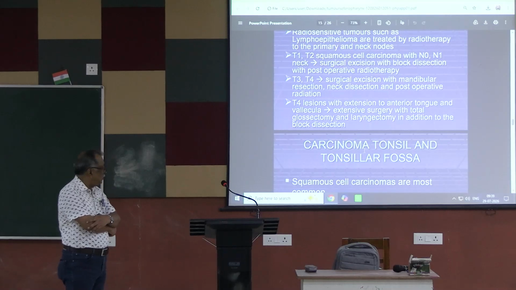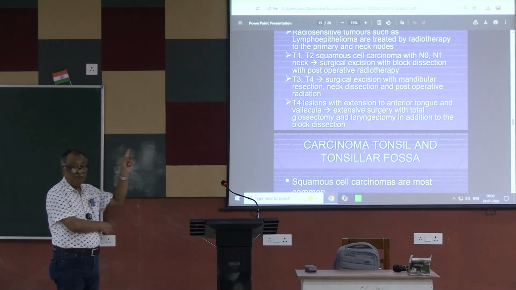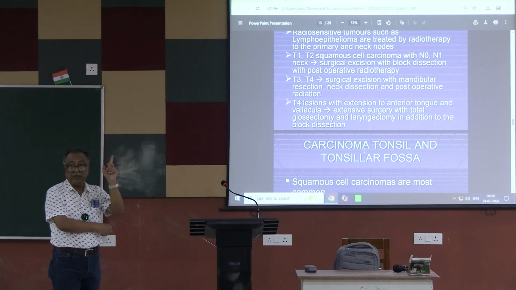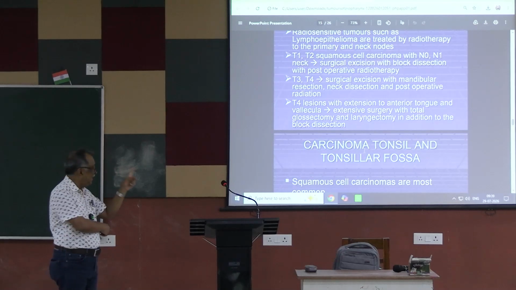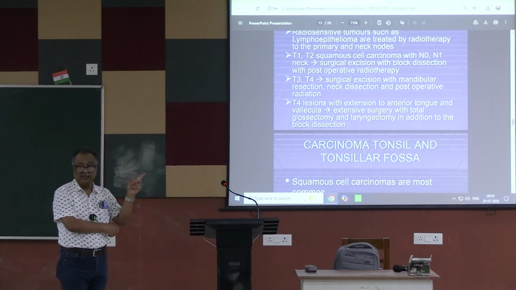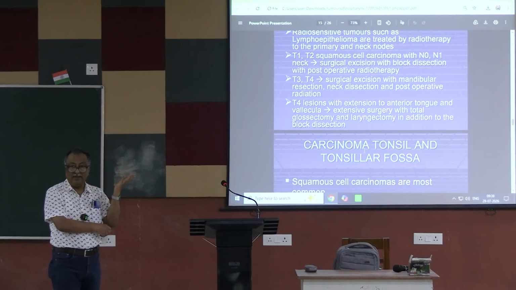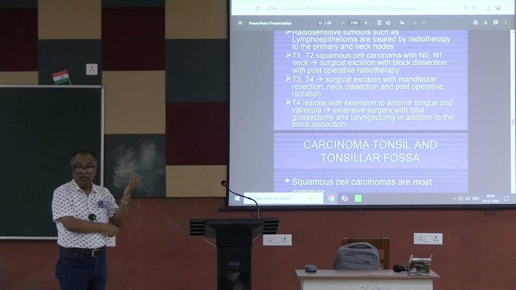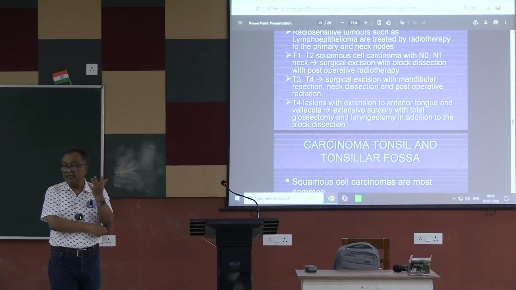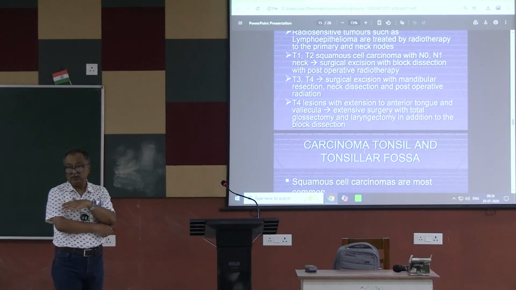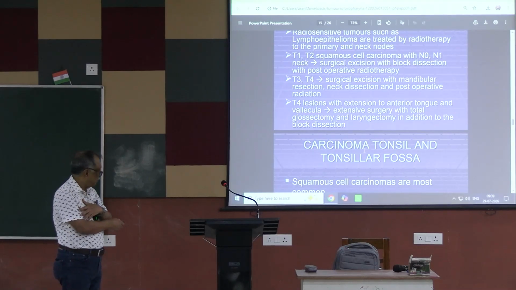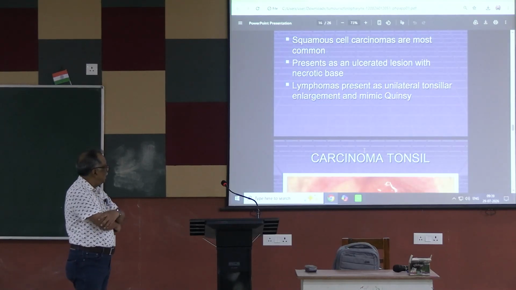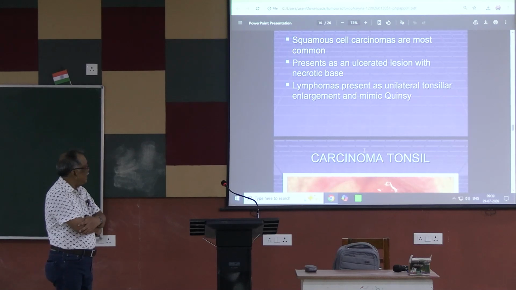And the tonsil and tonsillar fossa, in base of the tongue, that was mostly the lymphoepithelioma. But in case of the tonsil, it is a squamous cell carcinoma. It may be well differentiated, moderately, or it may be poorly differentiated. The poorly differentiated one is very much radiosensitive. It is ulcerated, necrotic base.